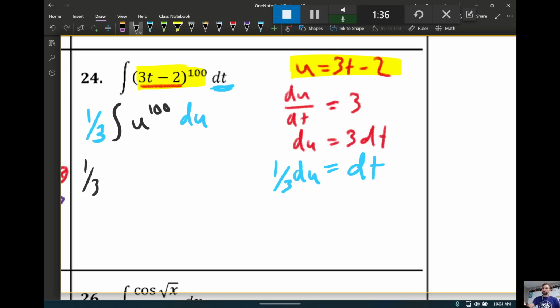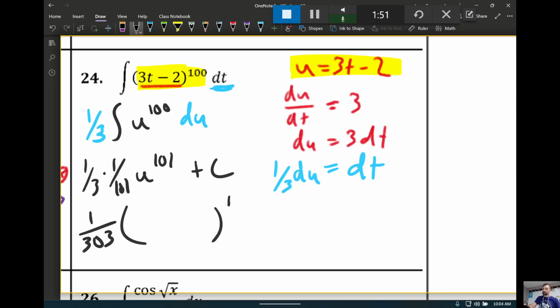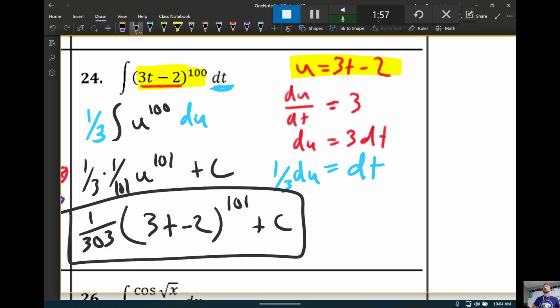Okay, to finish the question, now to integrate, I just need to undo power rule. So raise the power by 1, divide by the new power, throw on a plus c, and instead of saying u, you should plug u back in. Was this working for you? And on a test, you'd probably want to check your answer by taking its derivative. Is that okay? Yep.